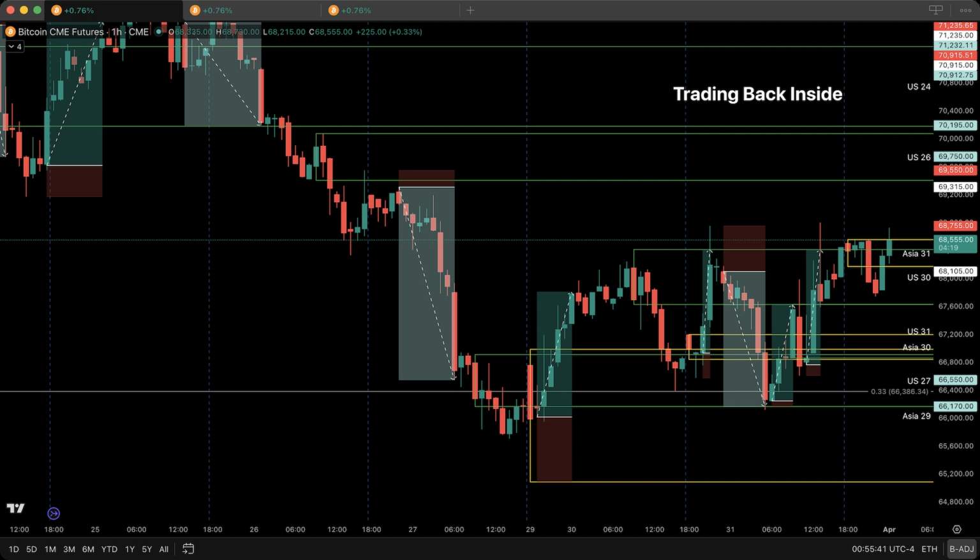This is where the phrase trading back inside becomes structurally useful. Price kept leaving a local range only to be pulled back into the larger overlap zone. That overlap zone was being defined by repeated alignment across March 27th, March 29th, March 30th, and then March 31st.